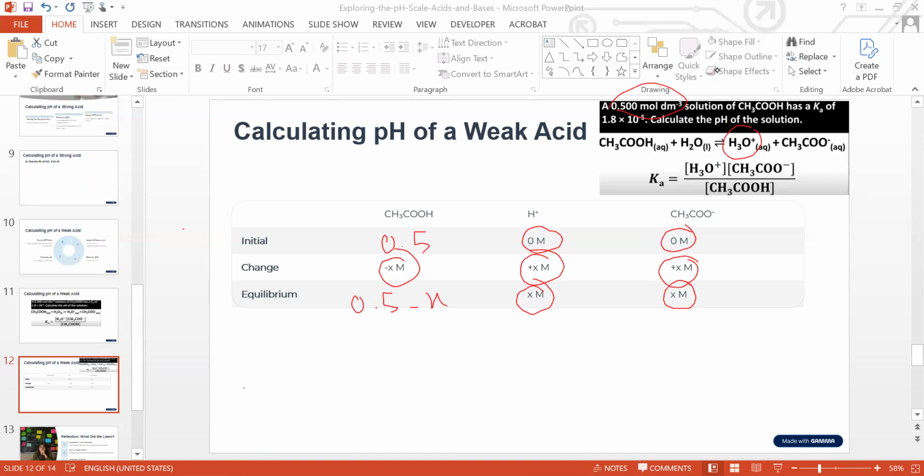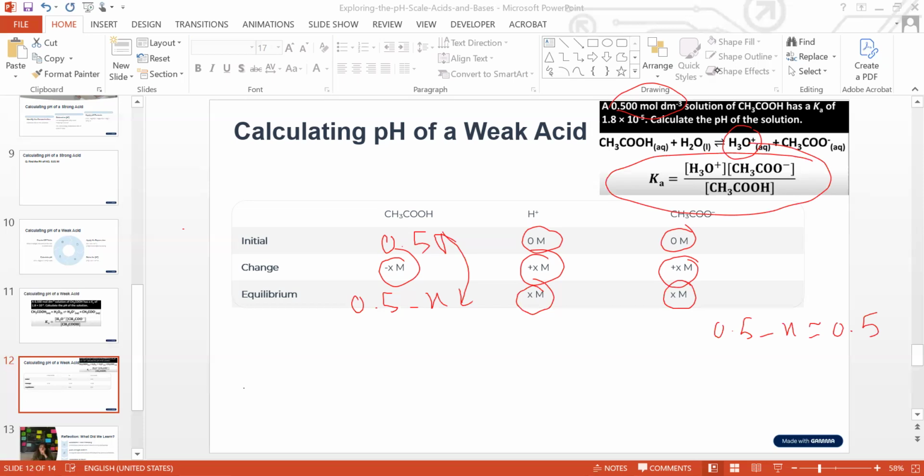Because it is a weak acid, we can say the initial concentration and the final concentration are almost the same. It means 0.5 minus X is almost the same as 0.5, which is the initial concentration of the acetic acid. Now, we're going to put these values into the formula.